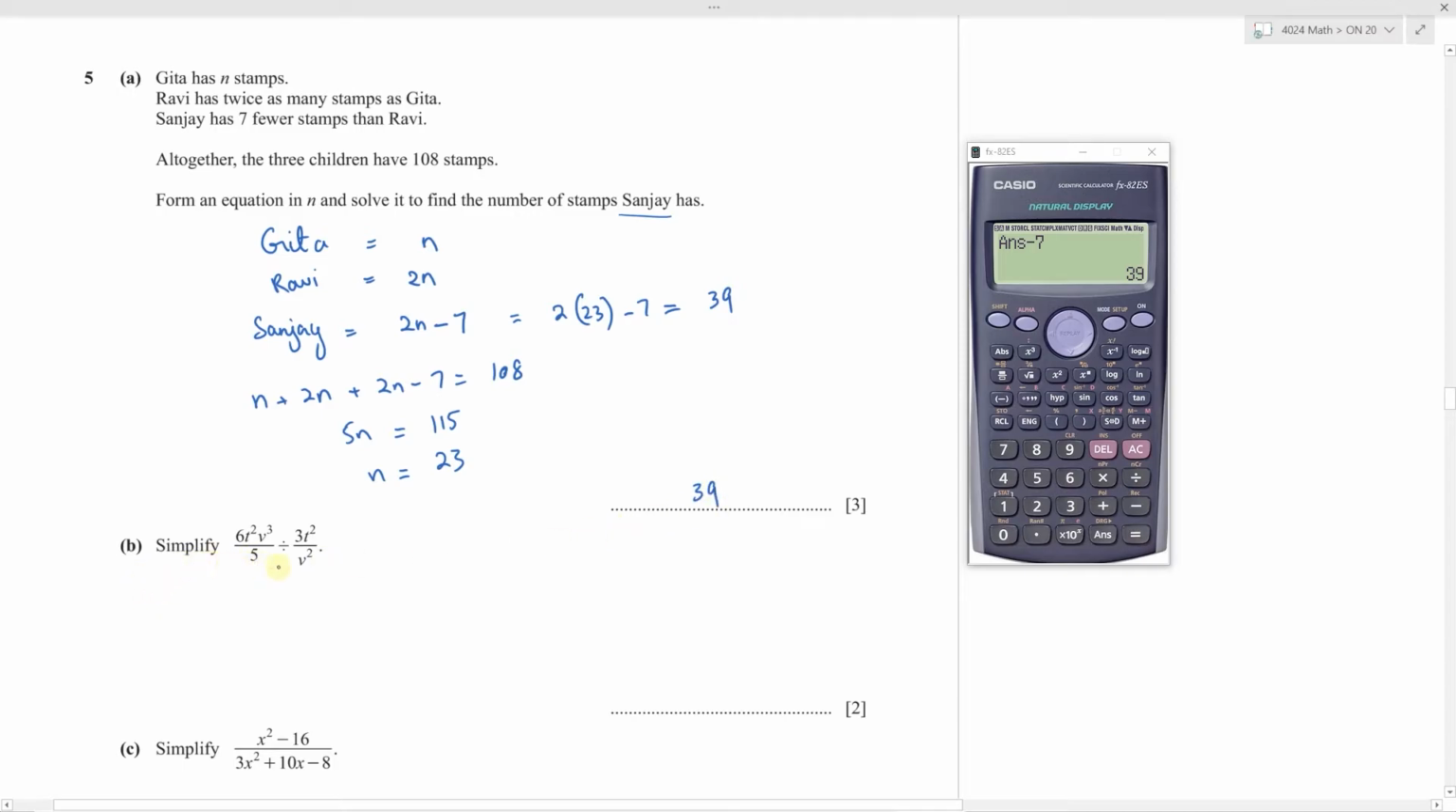Part B is simplify this. So I'll convert this into multiplication sign and take the reciprocal. So this will be over 5 multiplied by now v square over 3t square. T square and t square cancel out. 3 1s are 3, 3 2s are 6. So these v will be multiplied, so their powers will be added. So 2v by power 5 over 5.